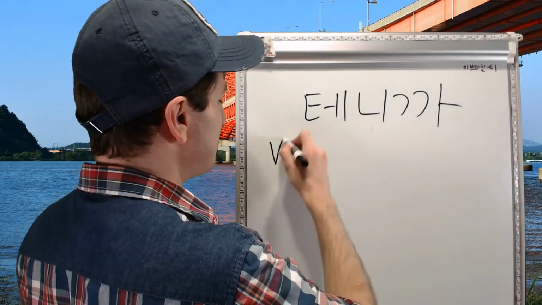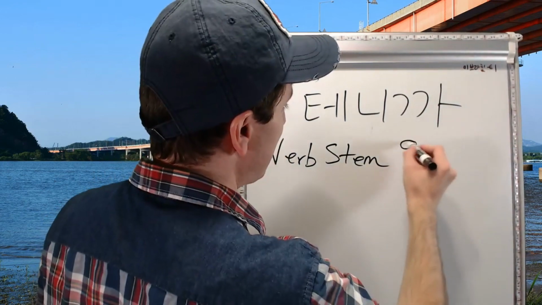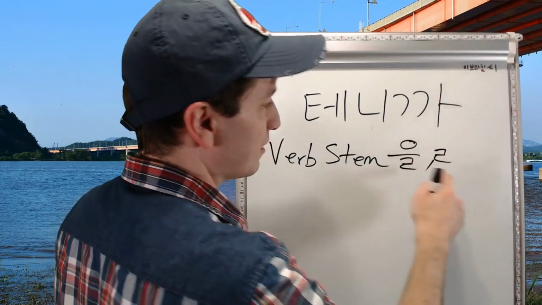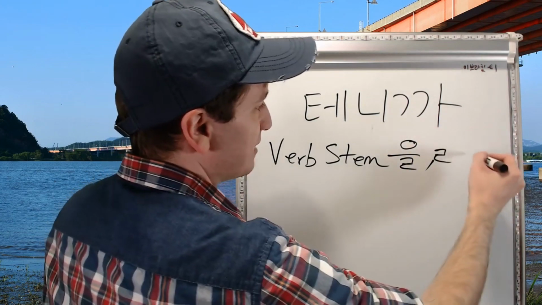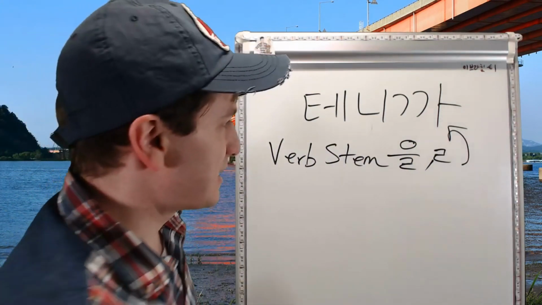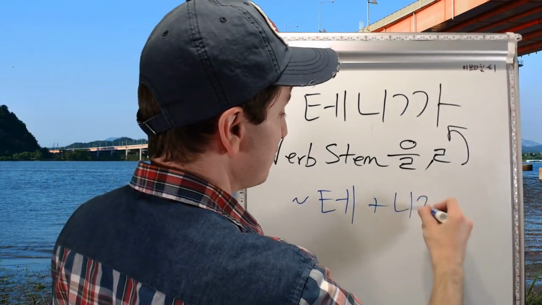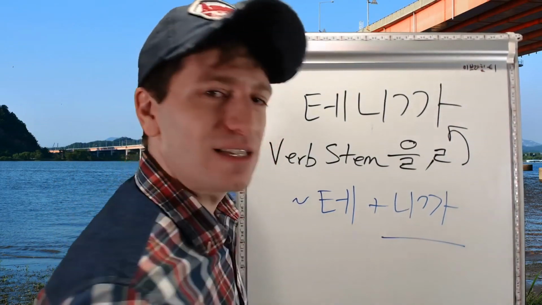So 테니까, how to use it? Well, you take a verb stem, and if it ends in a consonant, you'll attach 을, and if it ends in a vowel, you'll simply attach the letter ㄹ. Then you'll attach 테니까 to the end. What it actually is a combination of is the ending te and 니까, because. This form also means because.